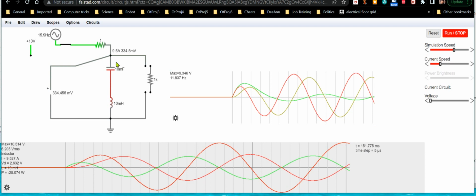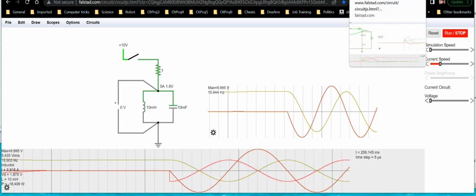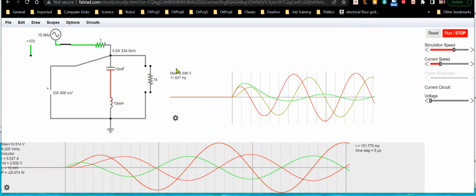So, they're series components, so they have to have the same current going through them, but they can have separate voltages, just like the parallel. They have to have the same voltage across them because they're in parallel, but they can have two separate currents. It might be interesting to see what happens.